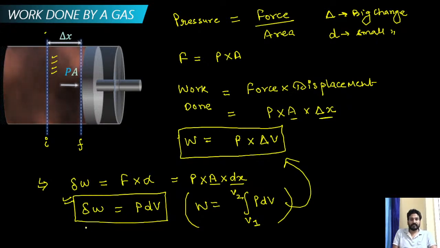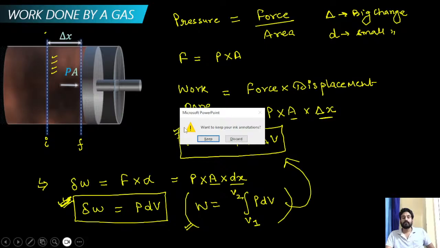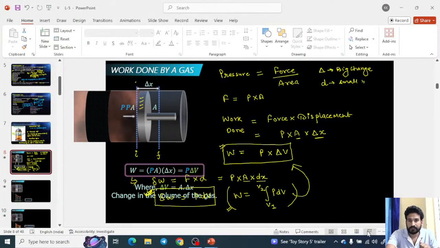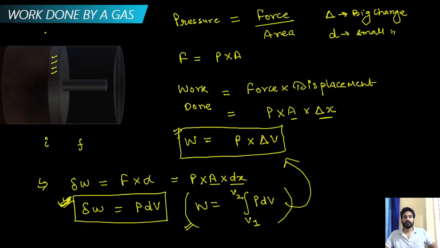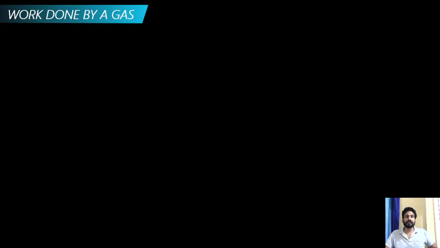So this is important, guys. If you know this, you can calculate this also, or you can calculate the work done if there is any variation in the P and V. Right? Okay, so I hope that you noted down.